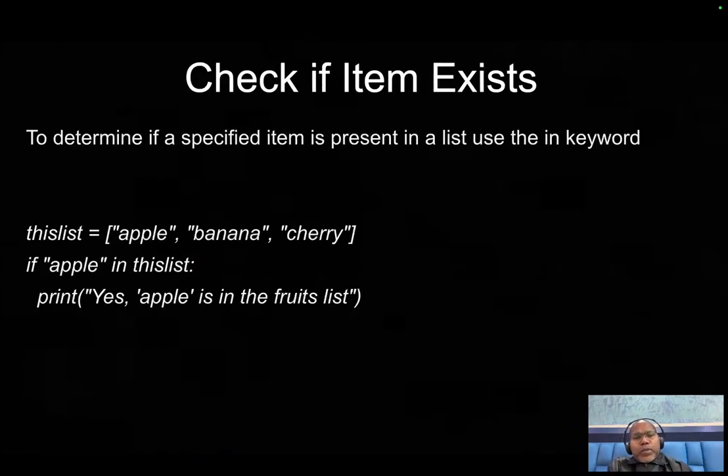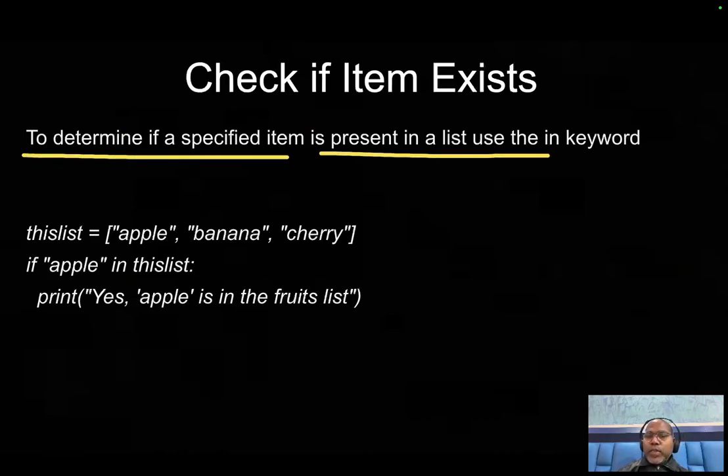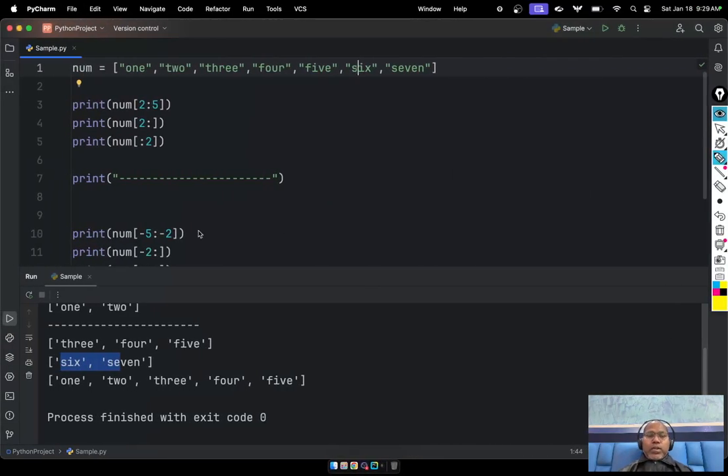And sometimes you want to check whether a particular item or element exists in the list or not. So to determine if a specific item is present in the list or not, in this case you just use the in operator. You can use the in keyword. In is the keyword that tells us this.